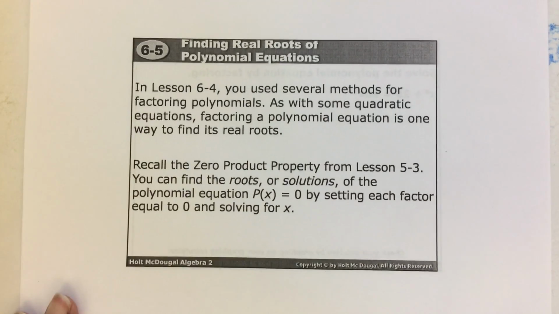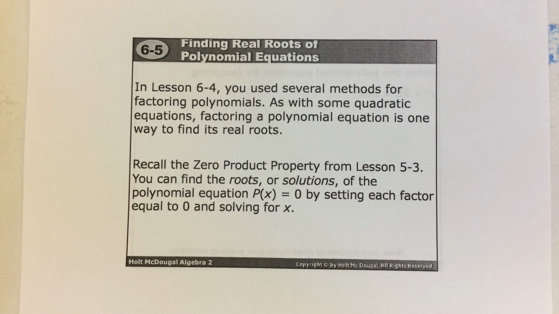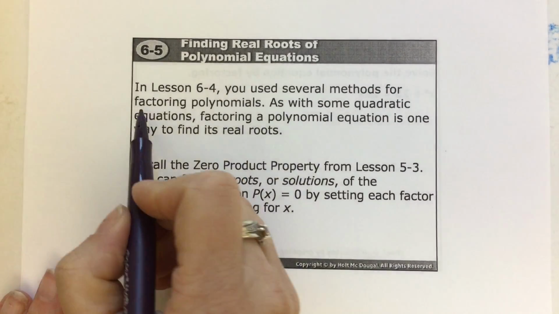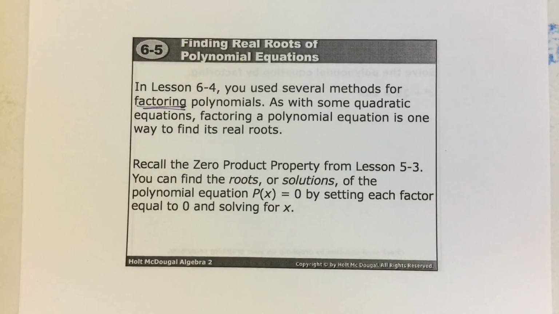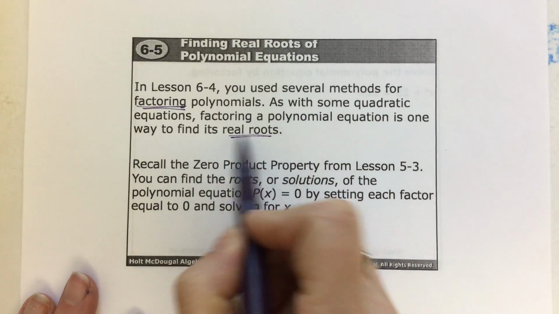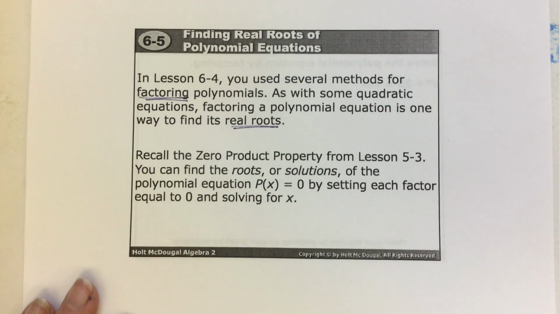Okay. In section 6.4, we did use several methods for factoring polynomials. Now, factoring is something that hopefully you covered back in Algebra 1. We looked at it again in Chapter 5. We revisited some of those techniques in 6.4. As with some quadratic functions, factoring a polynomial is one method, and typically it's the quickest method that we can find real roots. So that's what we are going to do today.